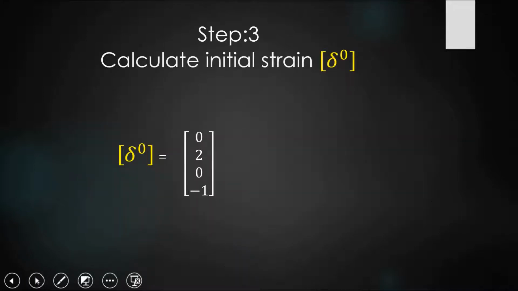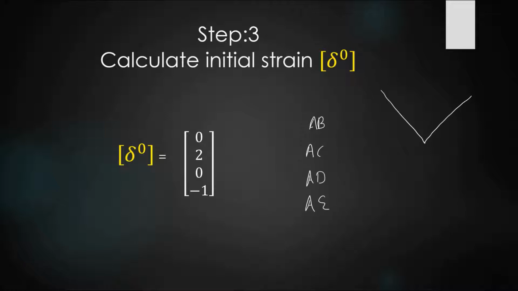Now I have to calculate the initial strain. From the question, it was given that AB, AC, AD and AE are the 4 members of the structure, and of all these members, only AC and AE were affected by the lack of fit. AC was 2 mm long.